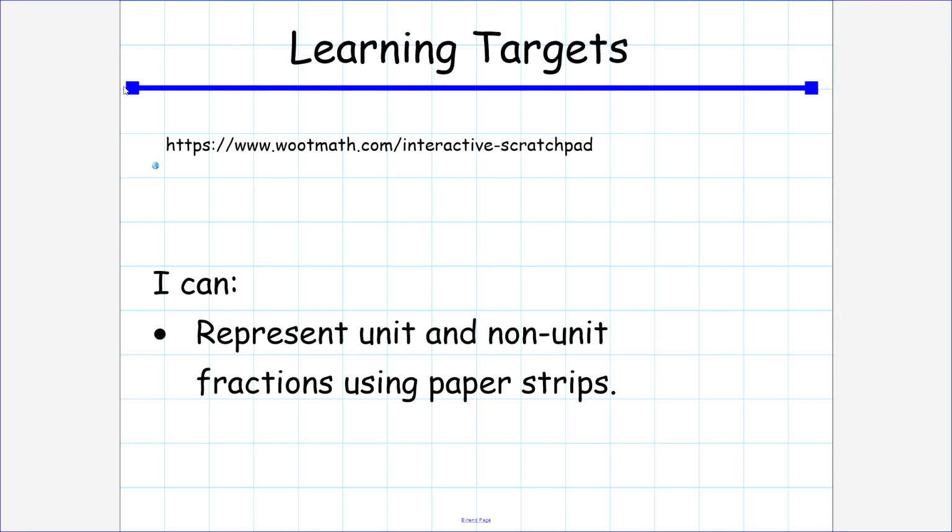Good morning, third grade. Our targets for today are: I can represent unit and non-unit fractions using paper strips. Today, third grade, we'll begin looking at fractions with units that are not circles. We will see units that are represented with rectangles and also squares.